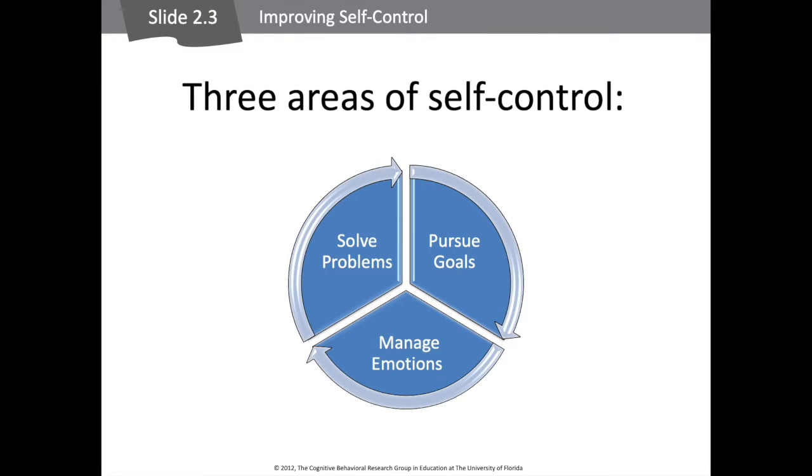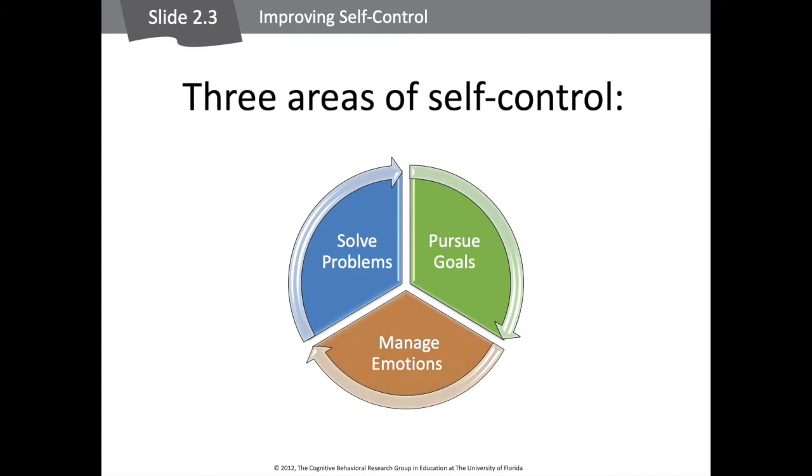The 3 areas of self-control that you'll learn about are related to pursuing goals, managing emotions, and solving problems. These areas will help you get along better with others and be more successful in your daily life. Using self-control when pursuing a goal helps us achieve something that's important to us, like practicing every day to make the baseball team, even if you don't feel like it.